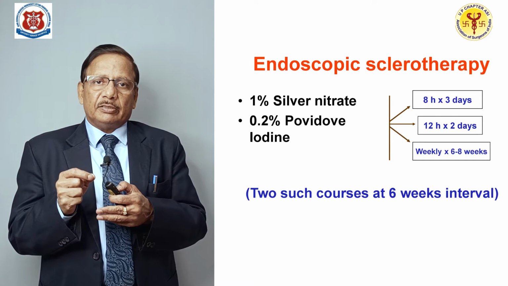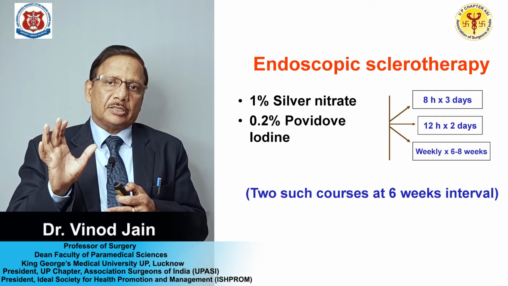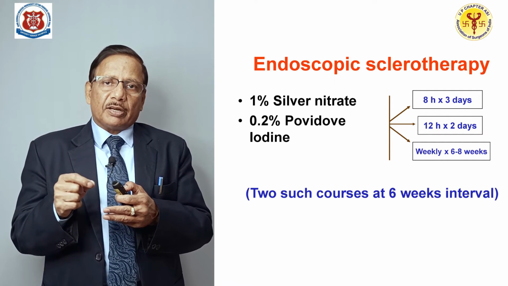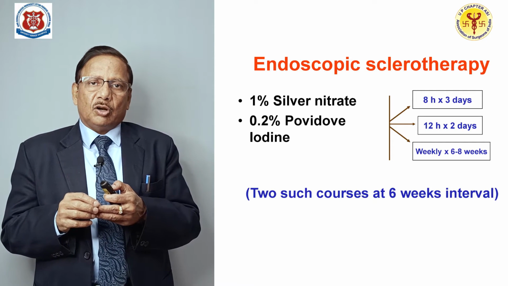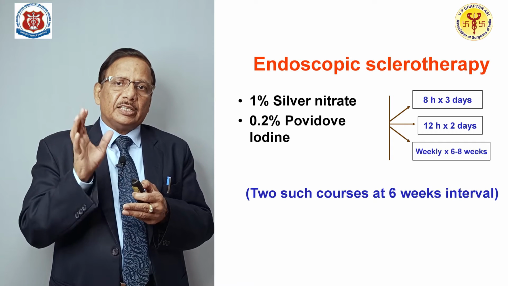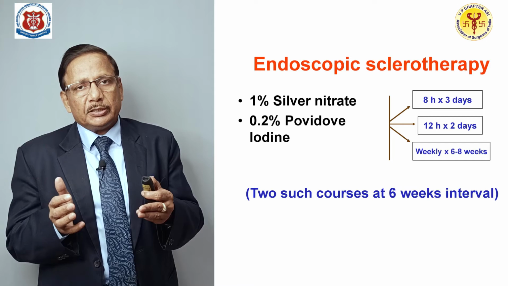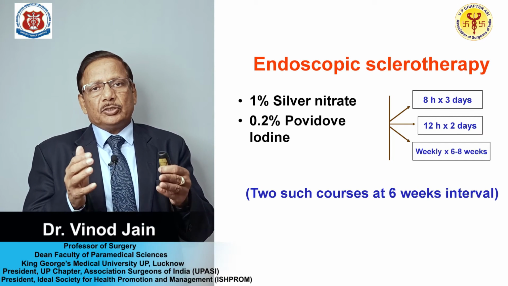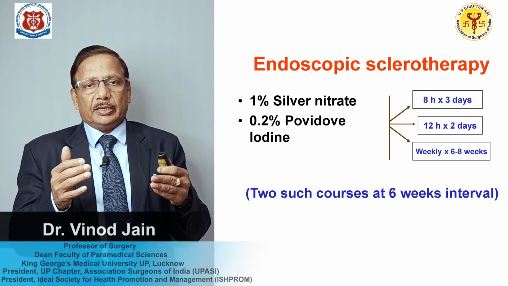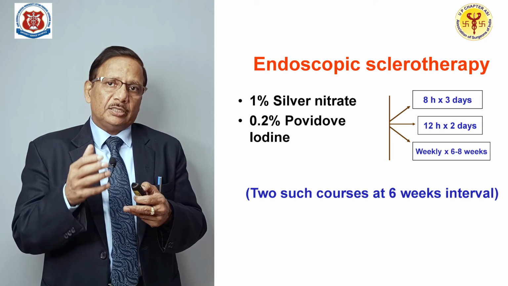Either it can be given 8 hourly for 3 days. You put in a ureteric catheter, it remains there for 3 days, and the patient is admitted. Or 12 hourly for 3 days. Or a few urologists instill weekly for 6 to 8 weeks. Whatever protocol you are following, you need to repeat it after a gap of 6 weeks. And only 2 such courses are to be given to see the effect.